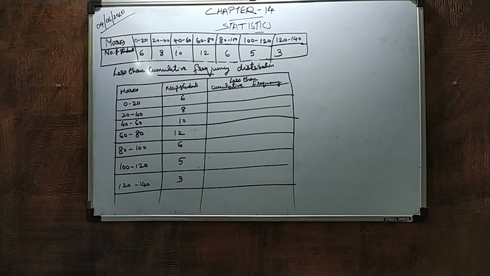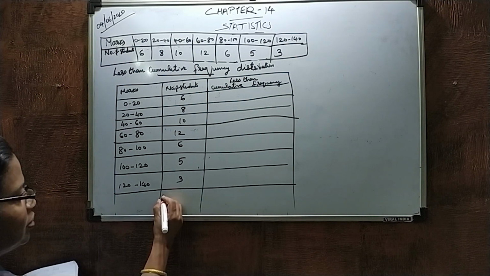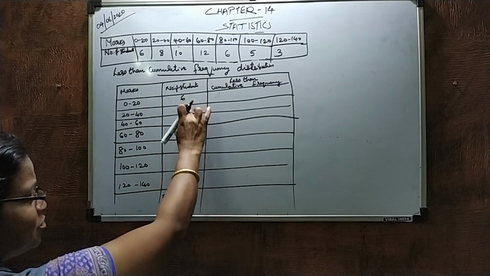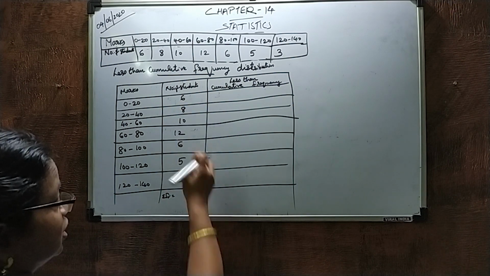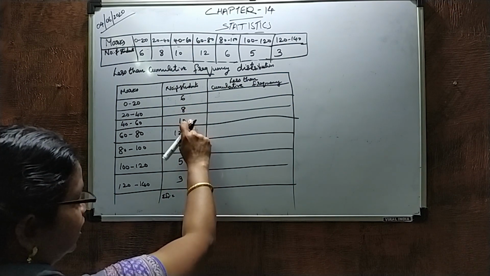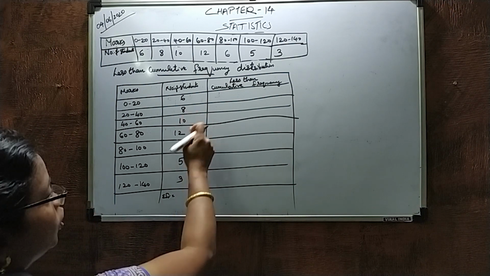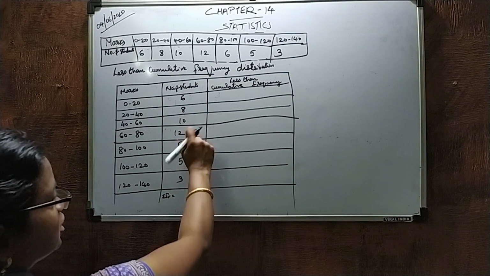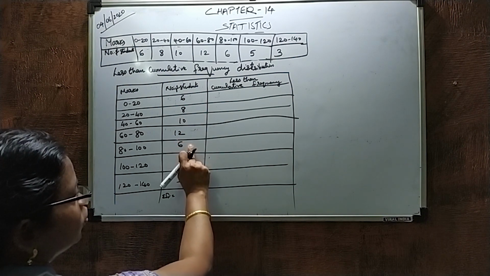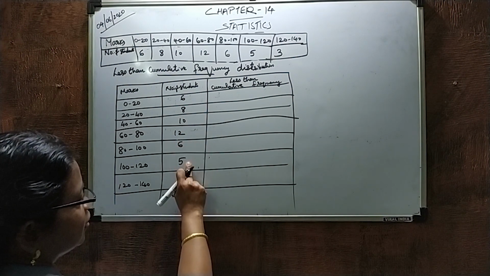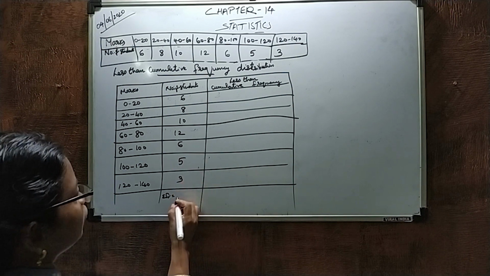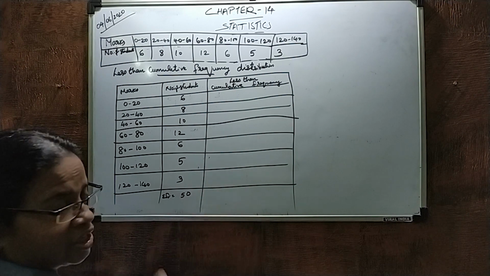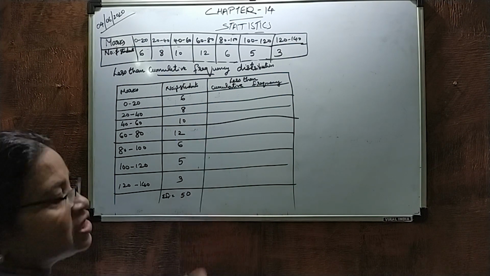Now look. We will find out sigma Fi now. What is sigma Fi? 6 plus 8, it is 14. 14 plus 10, 24. 24 plus 12, 36. 36 plus 6, 42. 42 plus 5, 47. 47 plus 3, 50. You have to remember that this 50 should come here. Okay. First you start now.